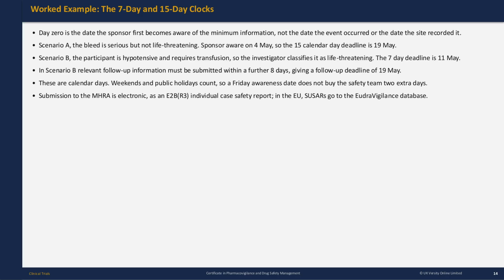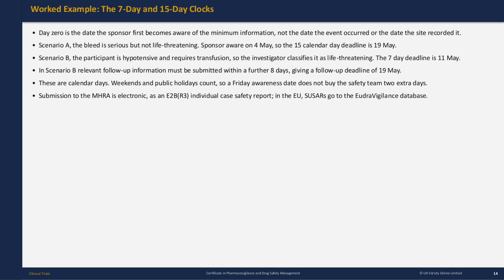Worked example: the 7-day and 15-day clocks. Day 0 is the date the sponsor first becomes aware of the minimum information, not the date the event occurred or the date the site recorded it. Scenario A: the bleed is serious but not life-threatening. Sponsor aware on 4th May, so the 15 calendar day deadline is 19 May.